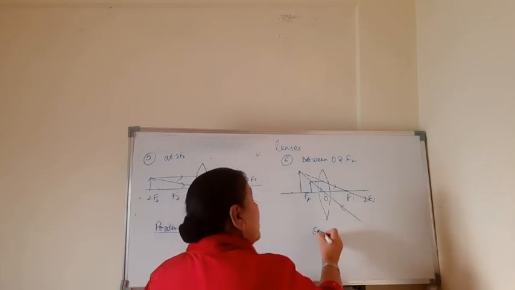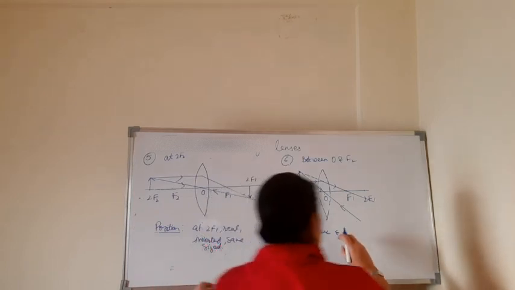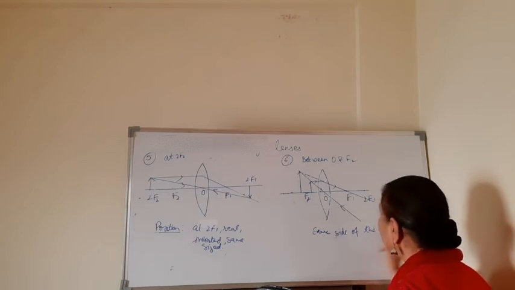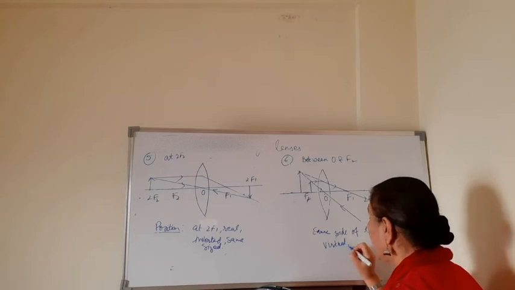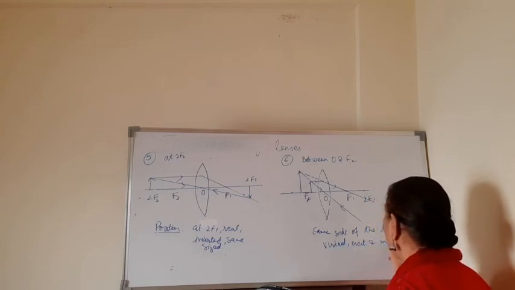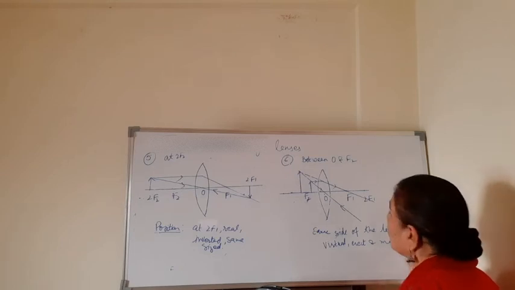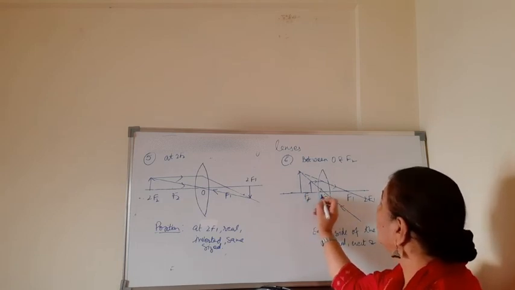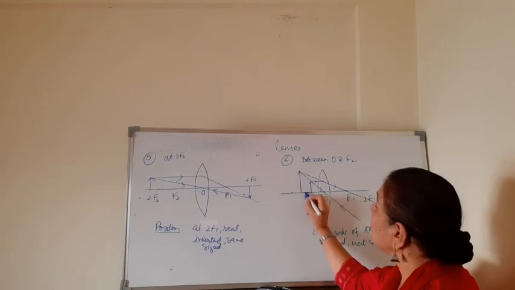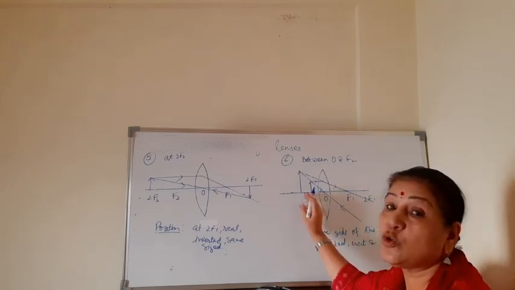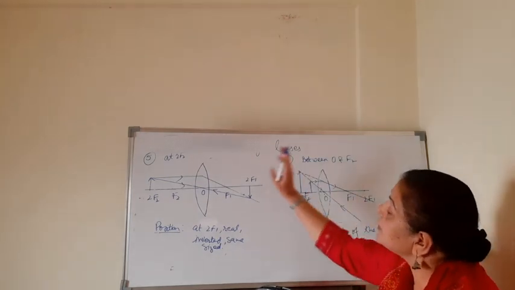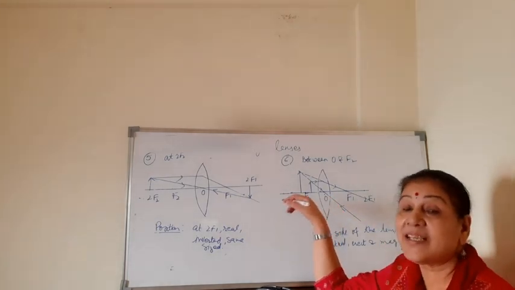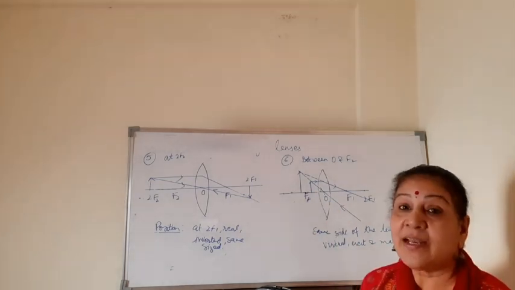Same side of the mirror, same side of the lens, write it here, same side of the lens wherever the object is placed: virtual, erect, and magnified. So we have the sixth case, when the object was between O and F2. This is O, this is F2. So when the object was between O and F2, which was very close to the lens, the image will be formed to the same side of the lens. It will be virtual, erect, and magnified. So this is the sixth case of the spherical lens, that is a convex lens.